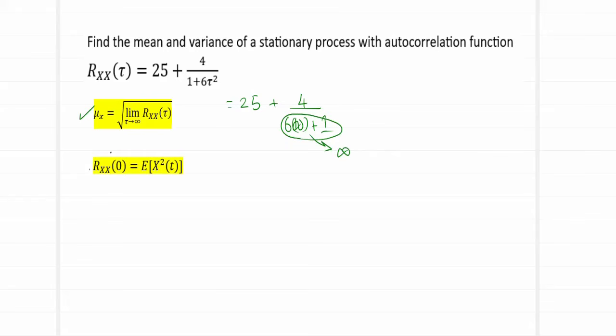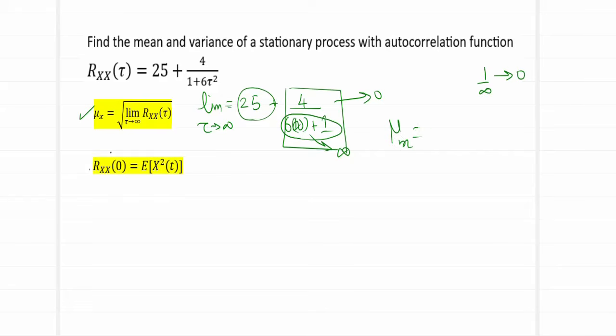And we know that as we extend the limit tau tending to infinity, what will happen to 1 by infinity? 1 by infinity will move towards 0. Therefore, this entire quantity will now move towards 0. Therefore, as limit tau tends to infinity, only 25 will be left out. But what is mu x? Mu x is root over 25, so we will be having plus or minus 5.